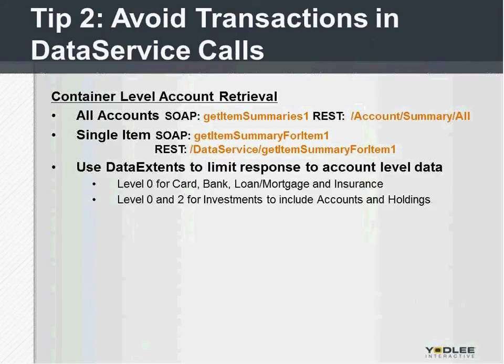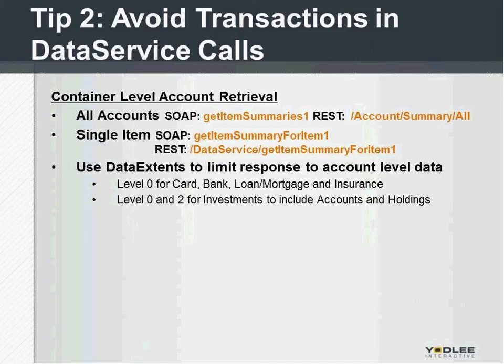Now, the issue with the summary call is it's a long-standing call. Get item summaries has been around since I think 2005 as an API call. When it was originally built, it was built to be massively flexible. You can return data at pretty much all levels of the account, from the account level to the transaction level to the statement level, holdings, and it gets into multiple levels for loans and mortgage and insurance. And all those levels are documented in our Java docs.